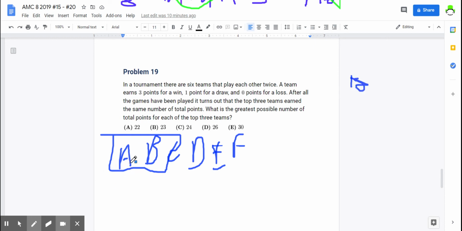Now for the matches between each other, so like A versus B, A versus C, and B versus C, we want to guarantee the most amount of points. So let's say they all tie each other. If they tie each other, then that gives you 1 plus 1, and you play each other twice, then that gives you a total of 4 points. So that would give you a highest of 22.